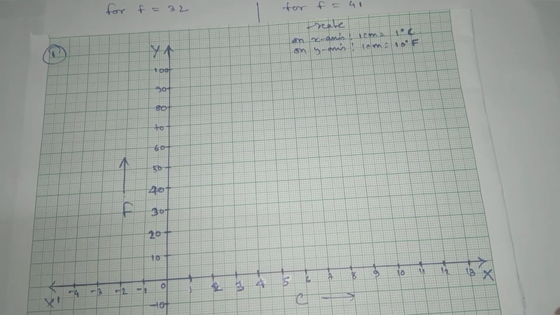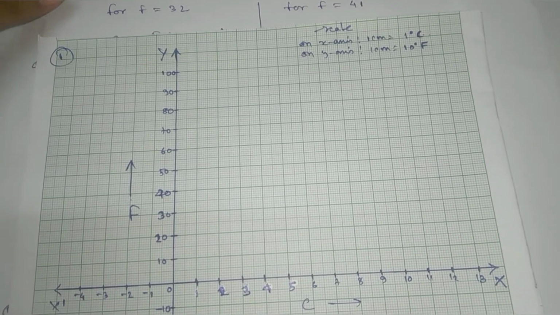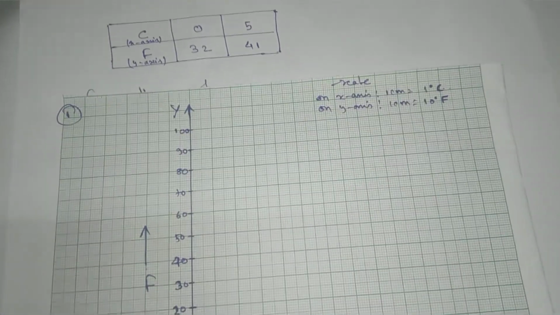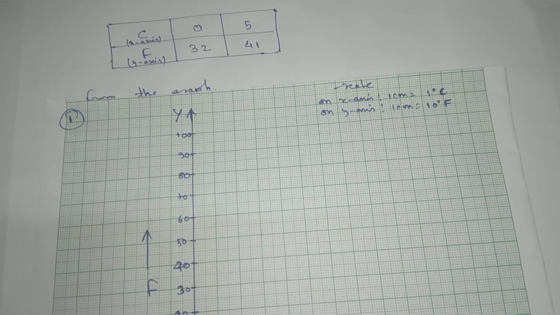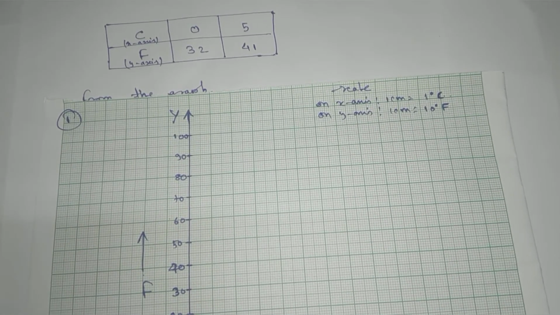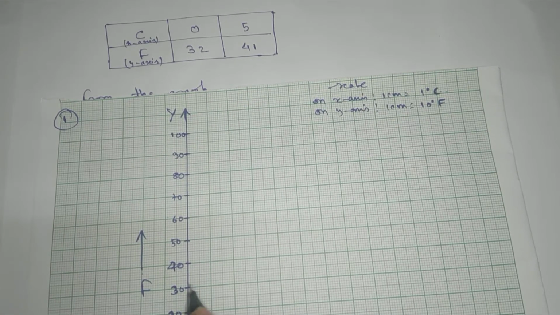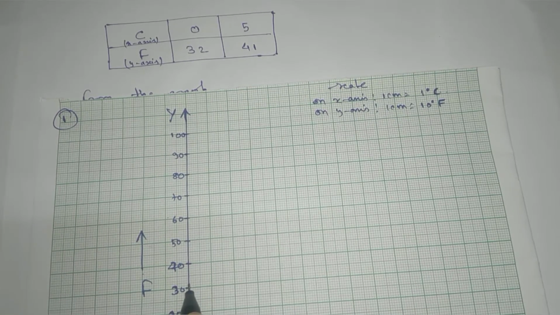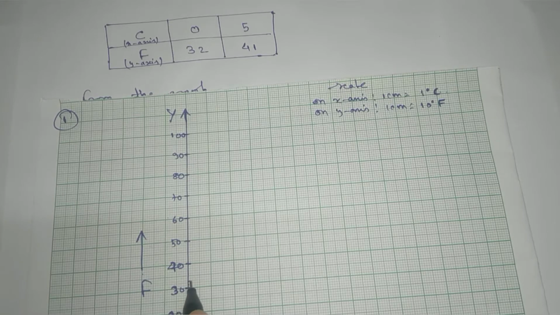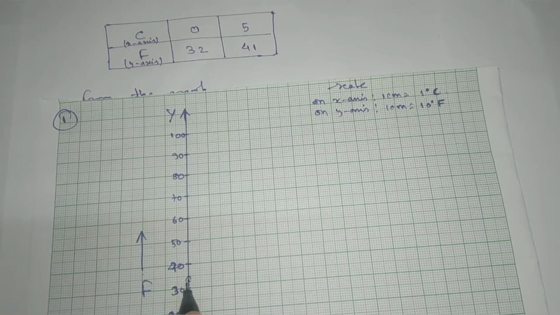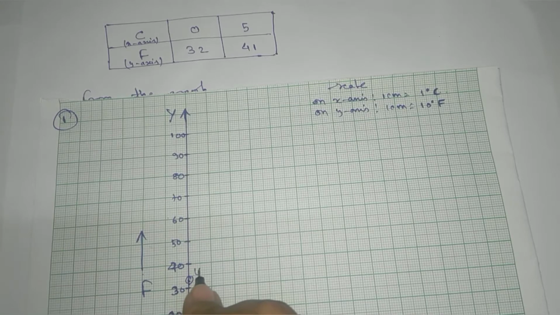Now we're going to plot the graph on this. We have two solutions. One is 0, 32. When you have C as 0, that means x is 0, we'll get 32. We have taken 10, 10 gap here, so 32 will be here. 1, 31 and 32. So this is your 0, 32. We'll write here 0, 32.